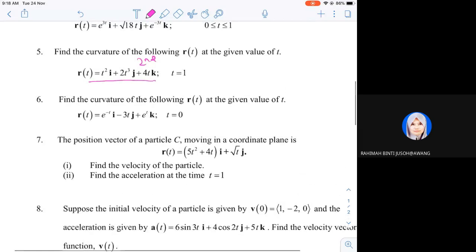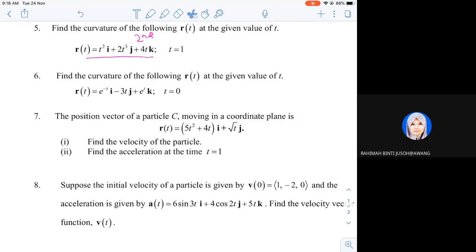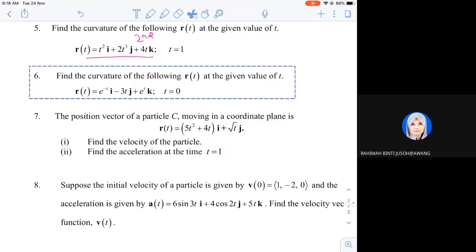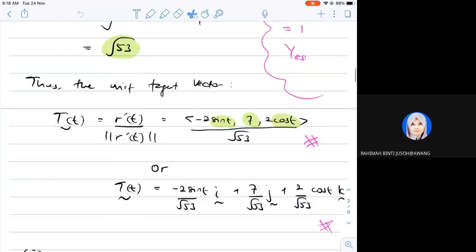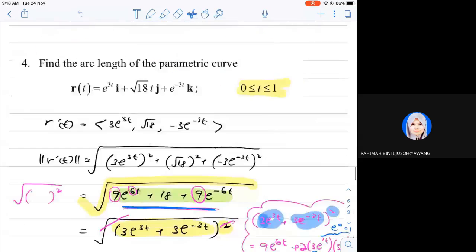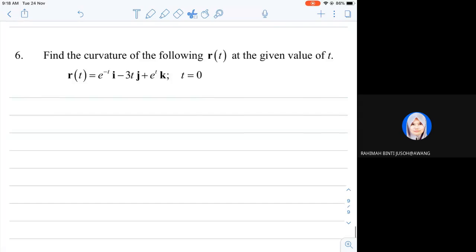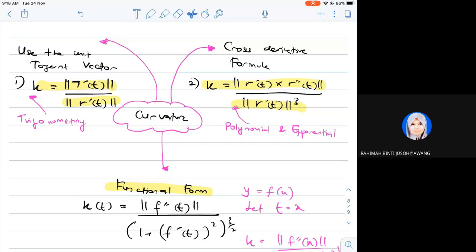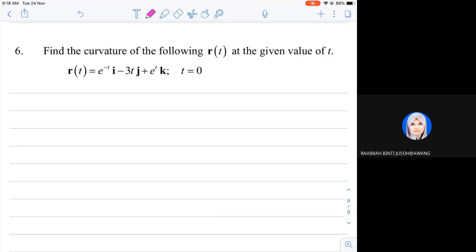Okay, so question number 5 is quite easy, just polynomial. So let us solve question number 6. Ada exponential kan? Okay, so question number 6 ni nak guna first ke second formula, guys? Second, yes. Use the second formula would be easier. Okay, so let us solve this question. Okay, so second formula, we have r prime cross r double prime. All right, so we should find r prime first.